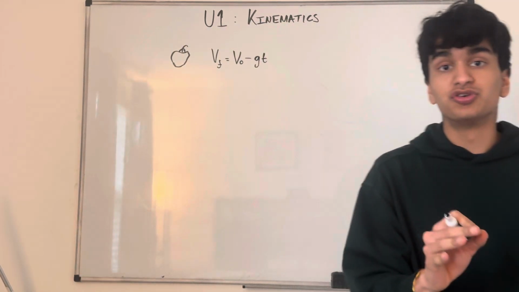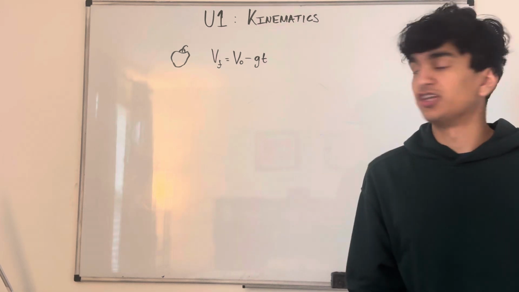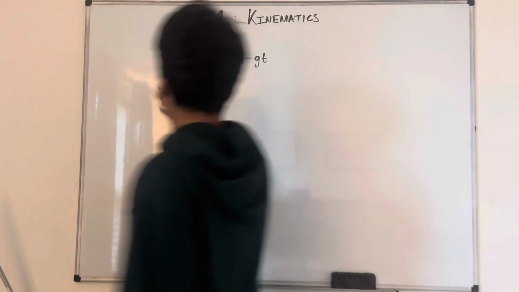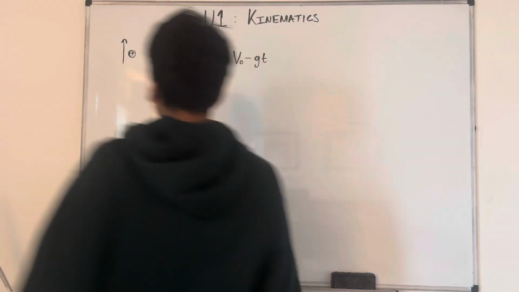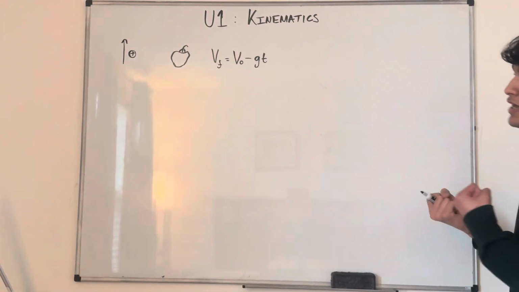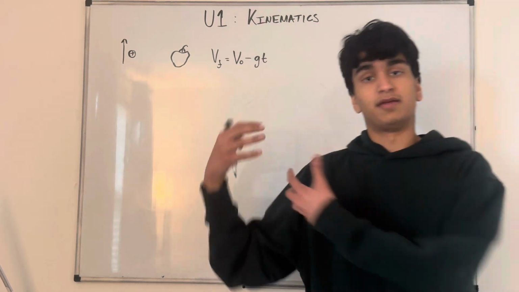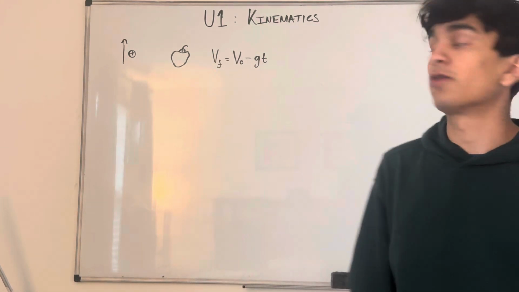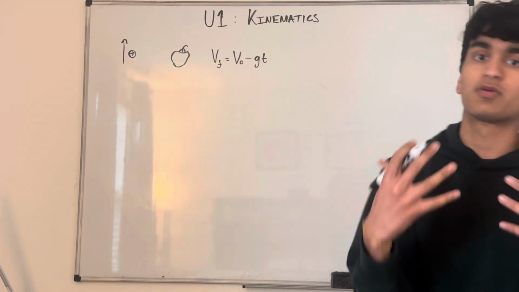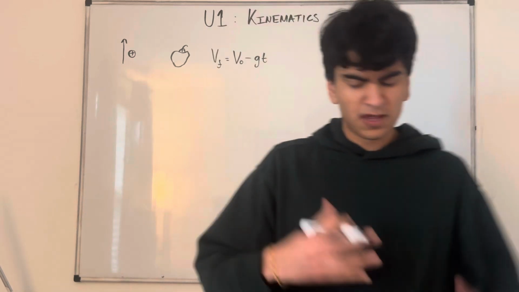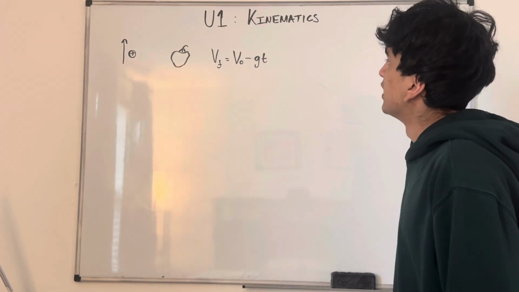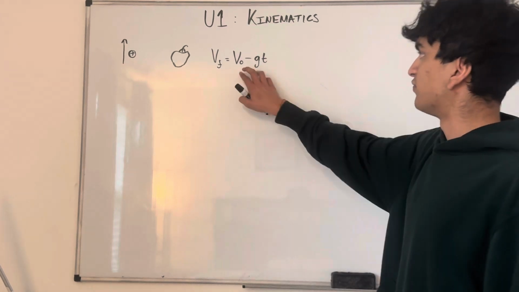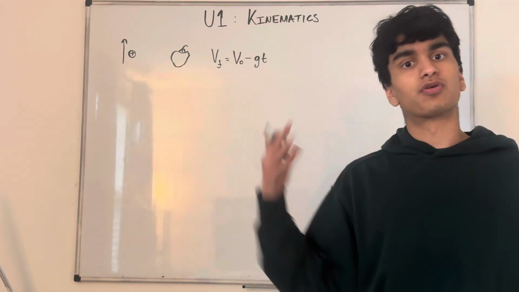You have to choose which way your direction is. If I say that up is positive, then there's going to be a negative acceleration, and that just means an acceleration pointed downwards. These are all vectors. We're dealing with velocity that has a direction, and acceleration that has direction. And in this case, initial velocity depends on whether you throw it up or down.